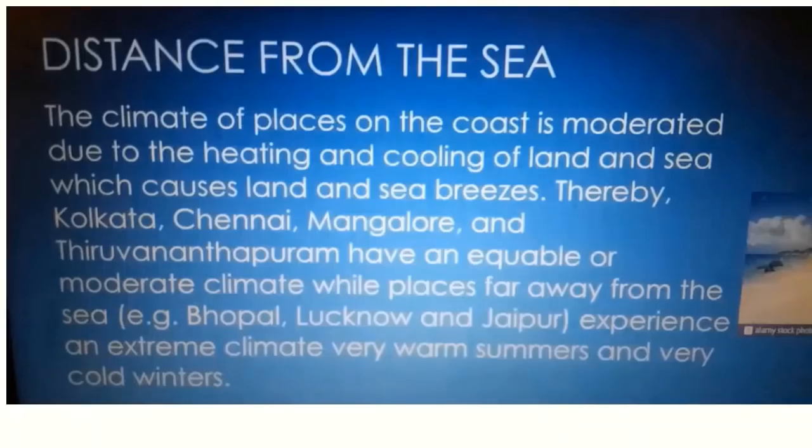Then we come to another factor, that is distance from the sea. The places which are located in the coastal areas have the moderating influence of the sea, and therefore there is not much difference in the temperature. The summers and winters will have almost the same temperature, and this happens because of the land and sea breezes which have a cooling effect in the coastal region, and that is why Kolkata, Chennai, Mangalore, Thiruvananthapuram all have equable or moderate climate. While the places which are far away from the sea, like Bhopal, Lucknow, Jaipur, experience an extreme climate, that is very warm summers and very cold winters.